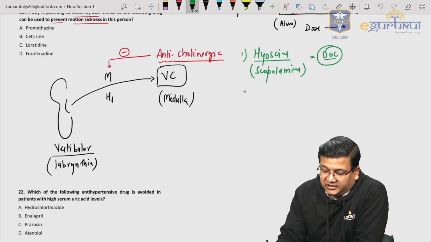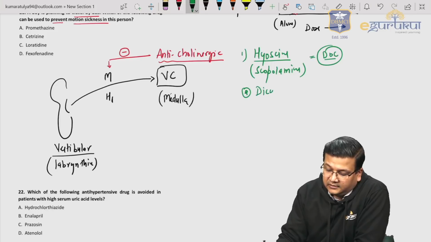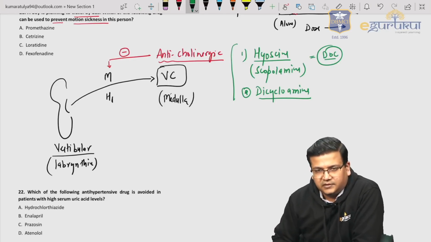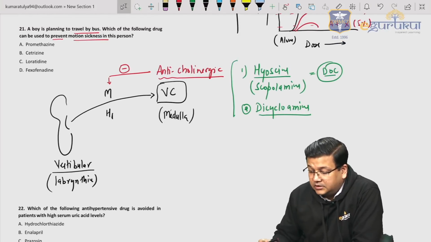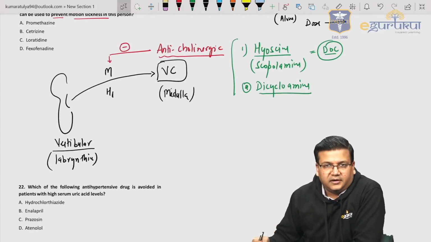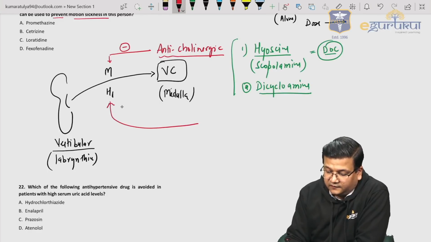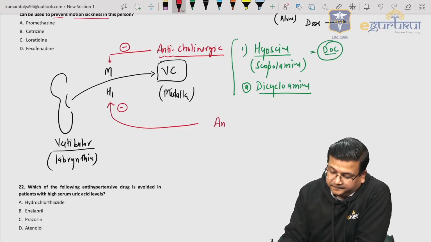Which other anticholinergic, if hyoscine is not given in the option, should you look for? Dicyclomine. Dicyclomine is also another anticholinergic class of drug, or antimuscarinic, which can be given if hyoscine is not given. If none of these two names is given, then we have to look for the alternative therapy. Another kind of receptor, as I have shown you, is the histaminic receptor. So we can think of blocking this histaminic receptor. So we are looking at antihistaminics.